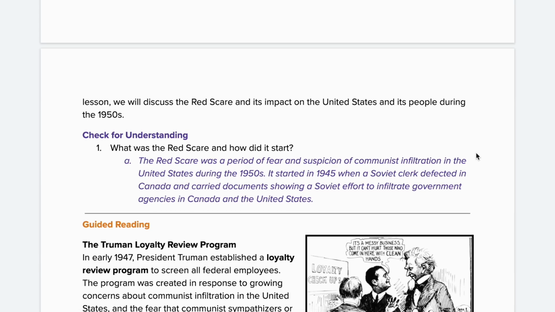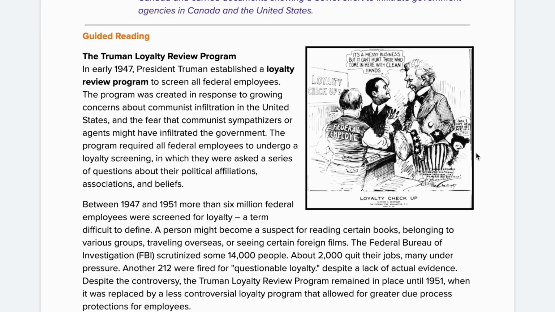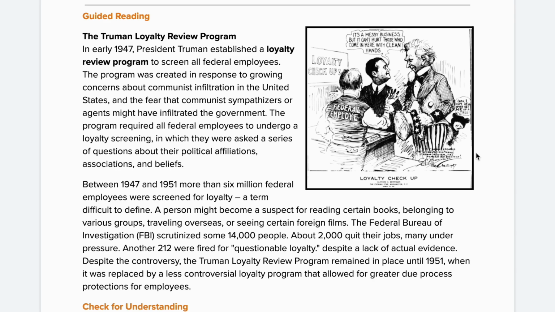Guided reading. The Truman Loyalty Review Program. In early 1947, President Truman established a loyalty review program to screen all federal employees. The program was created in response to growing concerns about communist infiltration in the United States and the fear that communist sympathizers or agents might have infiltrated the government.